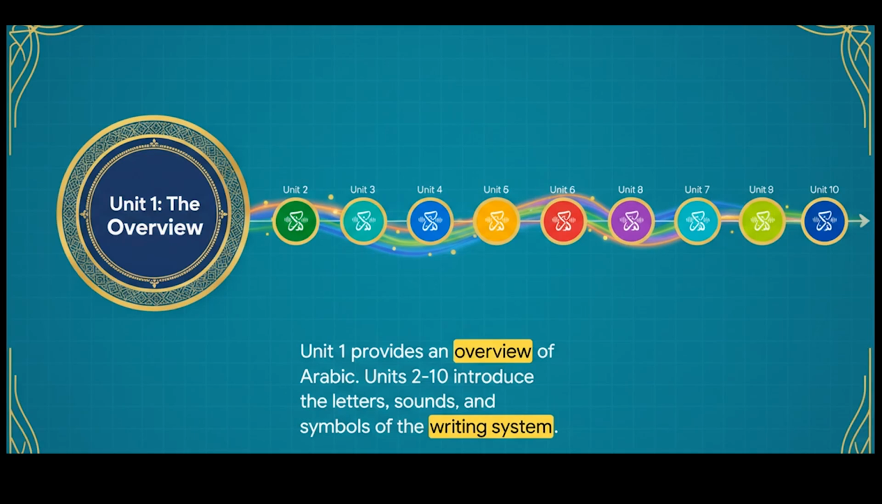Think of Unit 1, what we're doing right now, as your orientation. It's all about the big picture, getting you comfortable with the landscape of the language. Then, starting in Unit 2, the book gets down to business, introducing you to every single letter and sound one by one. So this unit really is the foundation for everything to come.